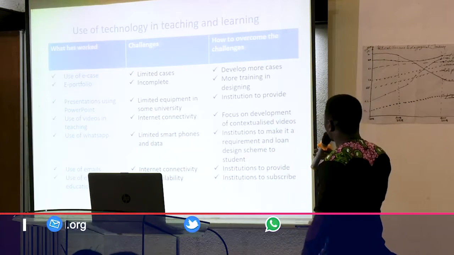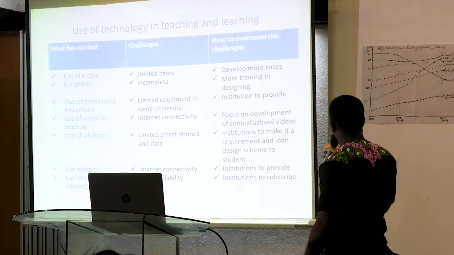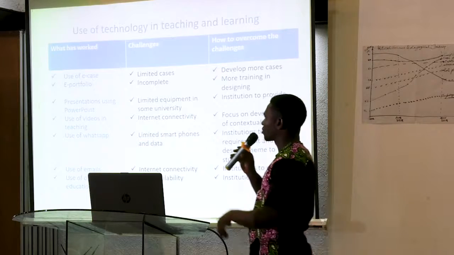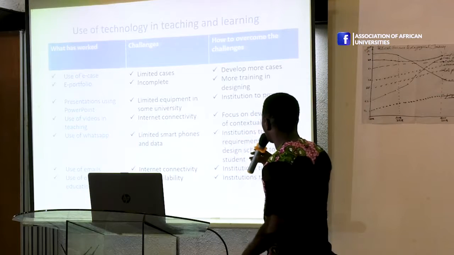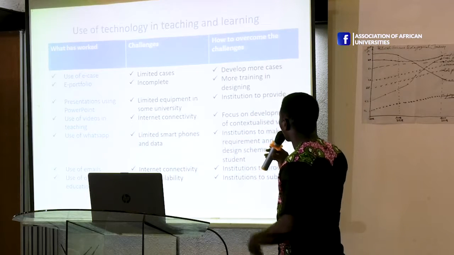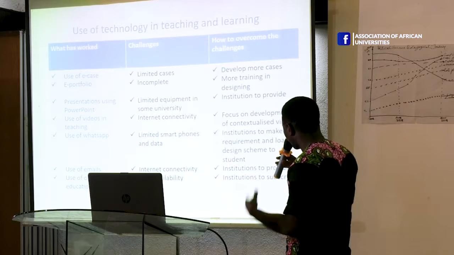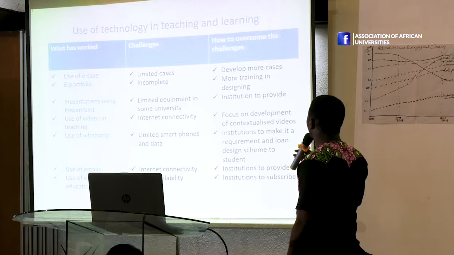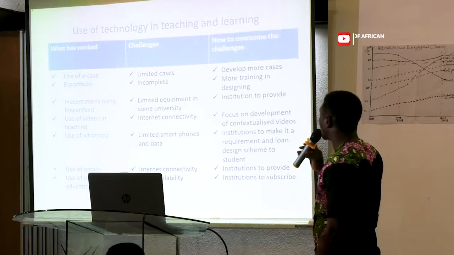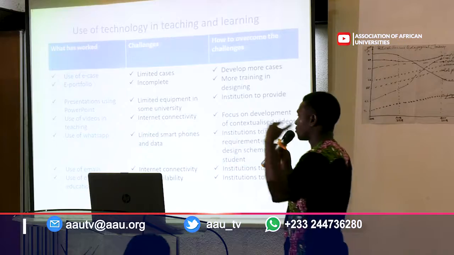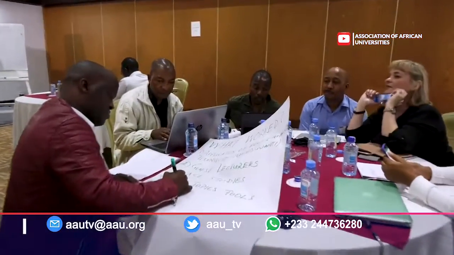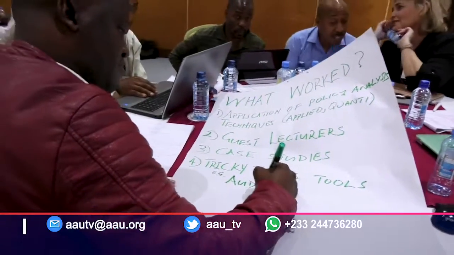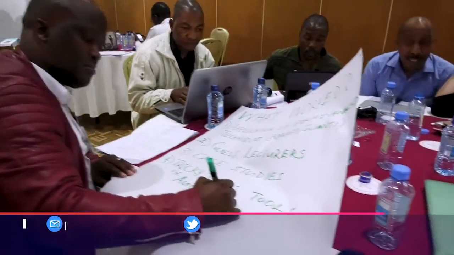Use of email. The challenge is internet connectivity. We are also requesting that institutions should provide at least connectivity, so that you can get broadband and access it. Use of open education resources: data availability is also a constraint, because to get an e-resource, you definitely need data. We are saying institutions should subscribe, so that the children can use it.